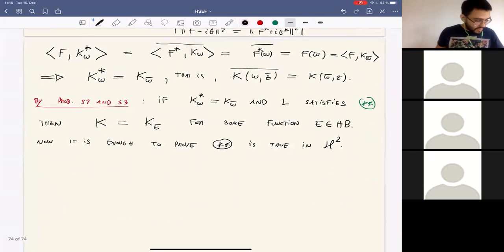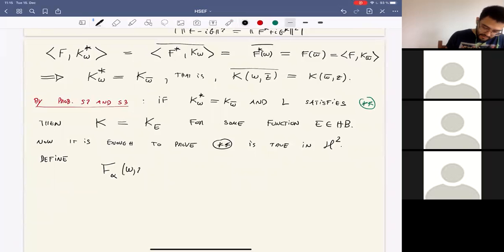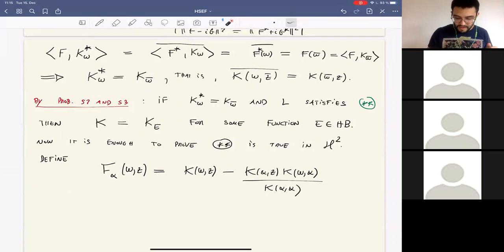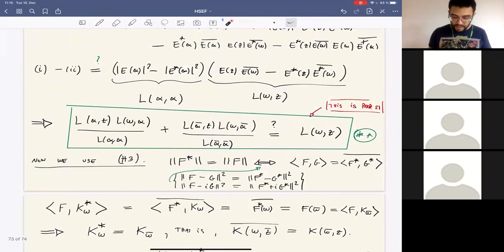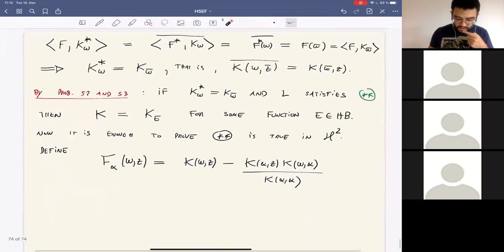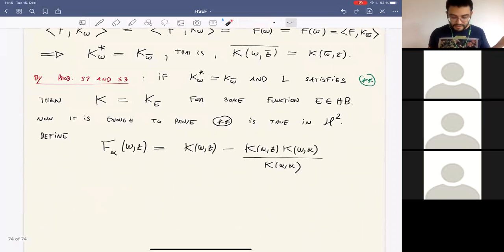Okay, so I need some auxiliary functions. So let me define f alpha of w, z to be k w z minus k alpha z k w alpha divided by k alpha alpha. So you can already see that I'm getting the intuition from the calculations I did, like this form here, to prove the identity I want.